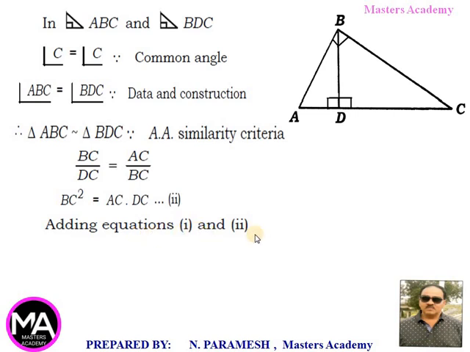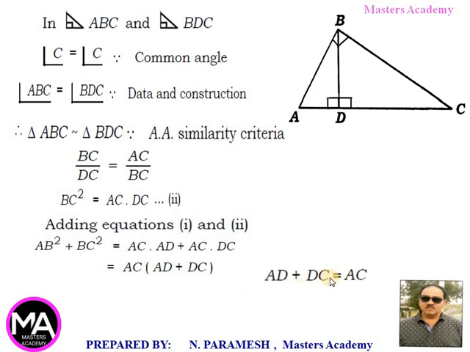Adding equation 1 and equation 2, left hand side, AB square plus BC square is equal to AC into AD plus AC into DC, is equal to, by taking AC as common, AC into AD plus DC. AC is nothing but AD plus DC. Substitute that value, is equal to AC into AC, that is equal to AC square. AB square plus BC square is equal to AC square.